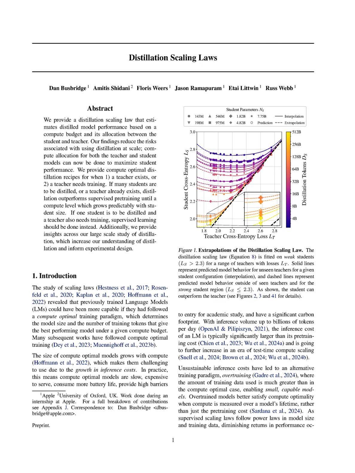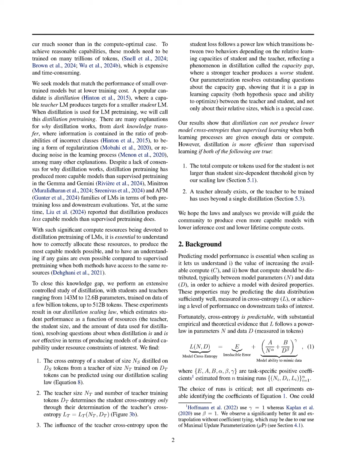The proposed method aims to address the unsustainable inference costs associated with compute-optimal language models, which are slow, expensive to serve, and have a significant carbon footprint due to their high resource consumption. The study highlights that inference costs can exceed pre-training costs significantly, especially as inference volume increases to billions of tokens per day. To mitigate these costs, the method explores overtraining and distillation pre-training, which allows for the development of smaller, capable models that can match the performance of larger models while reducing training expenses.